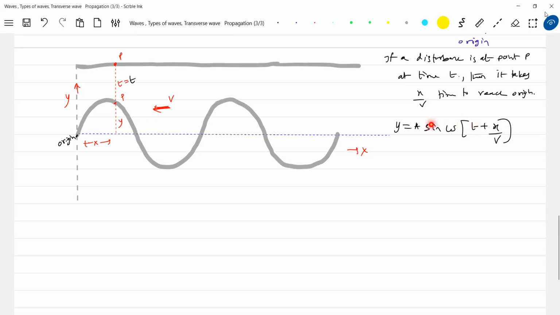At time t, I'll define the system to be like this. Then, at origin, how much should it be? T plus x by v. So now, in what direction is the wave propagating? Towards left. This is the wave equation for a wave propagating along the negative x-axis.